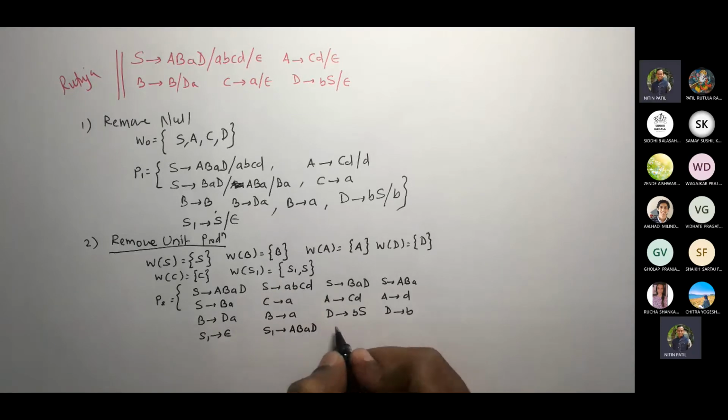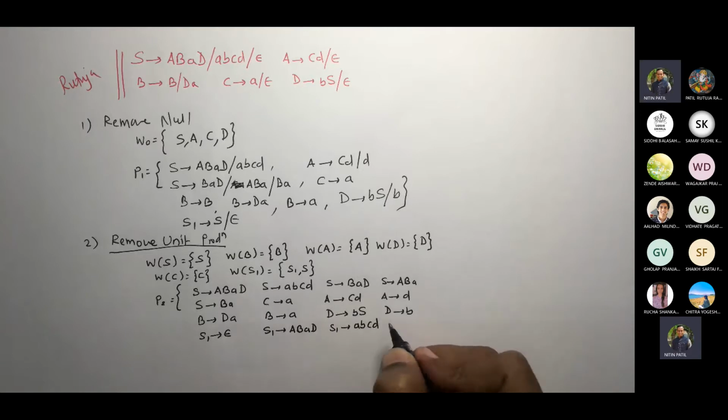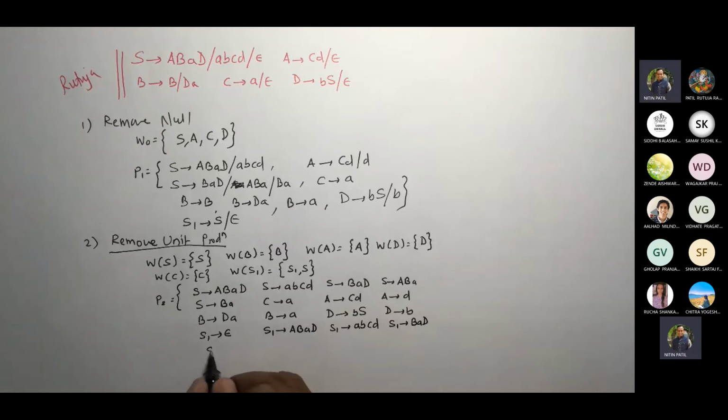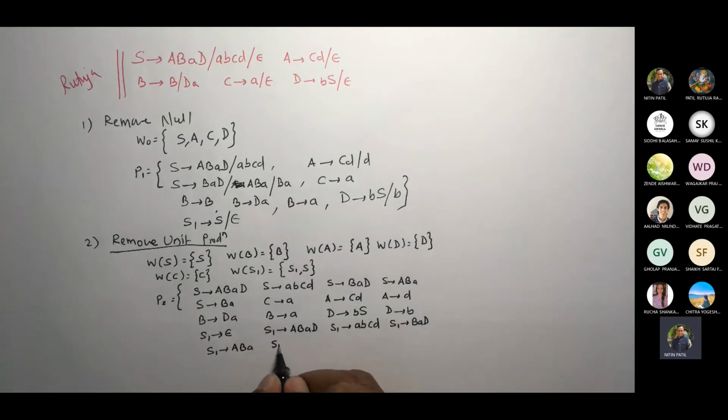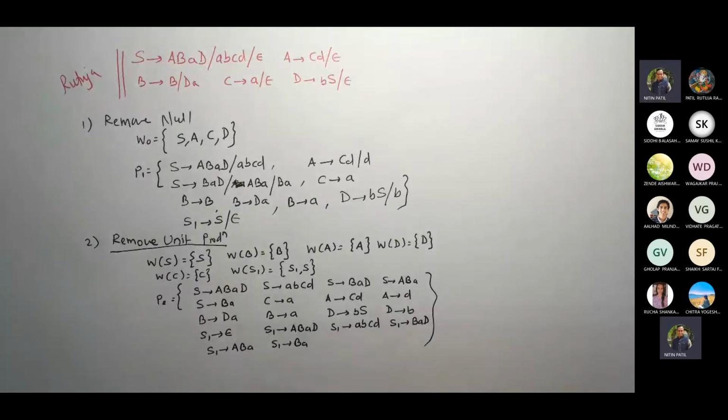S1 gives AB, AD. S1 gives AB, CD. S1 gives BAD. S1 gives ABA and S1 gives BA. Done? Correct? And yeah, so these are your productions after removing unit productions.